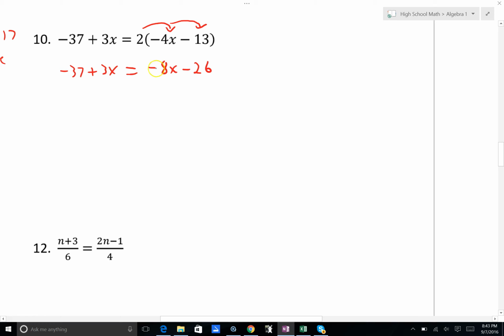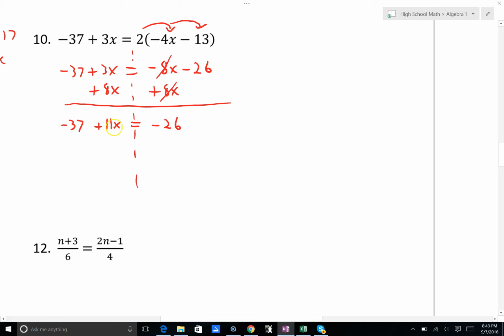Again, we have variables on both sides. We can't combine them. They're on opposite sides of the equal sign. So in this case, I'm going to undo my minus 8x by adding 8x. What I do to one side, I do to the other. Minus 8x plus 8x goes to 0, leaving my negative 26 on the left, equals in the middle. 3x and 8x is an 11x. Still have our negative 37.